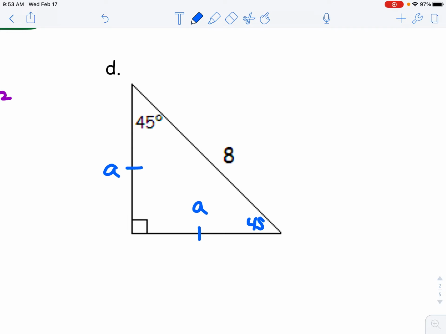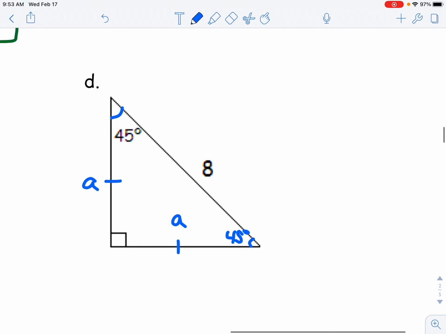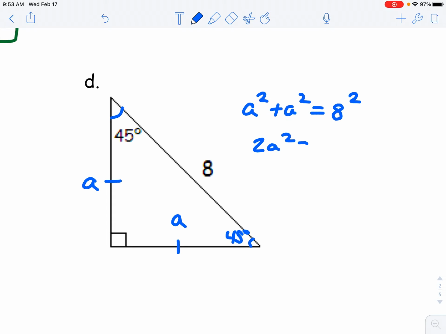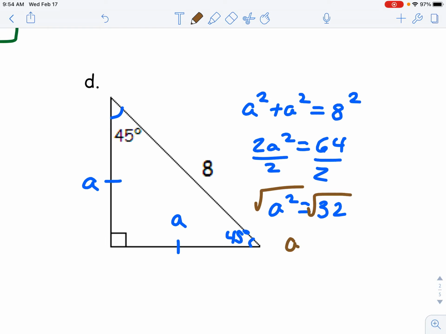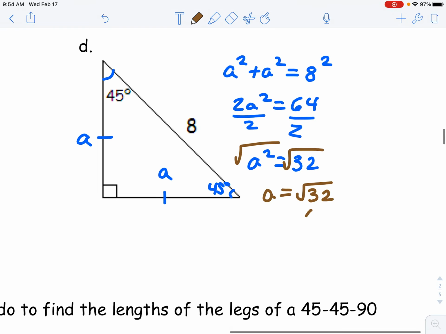Again, we know these are isosceles because we have a right angle and a 45-degree angle, so the other angle must be 45 degrees. Setting this up again, repetition, a lot of this seems familiar by now. So a squared equals 32. Take the square root of both sides. A equals the square root of 32, which is going to simplify. What's the largest square factor of 32? Well, that'd be 16, the square.